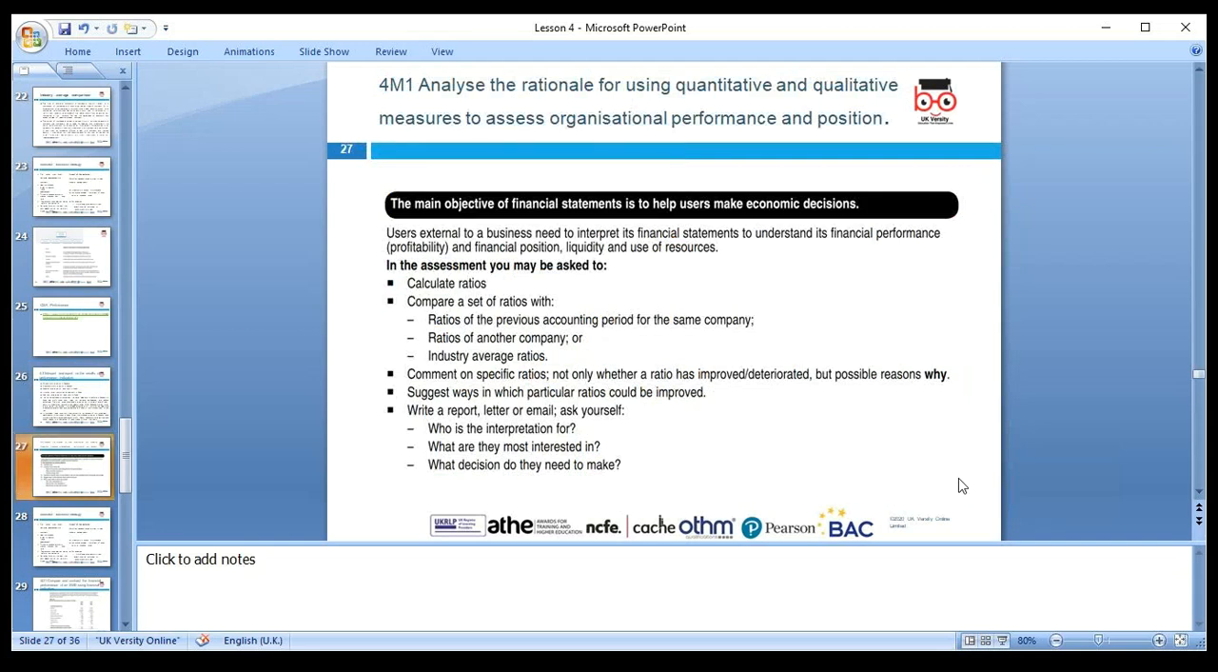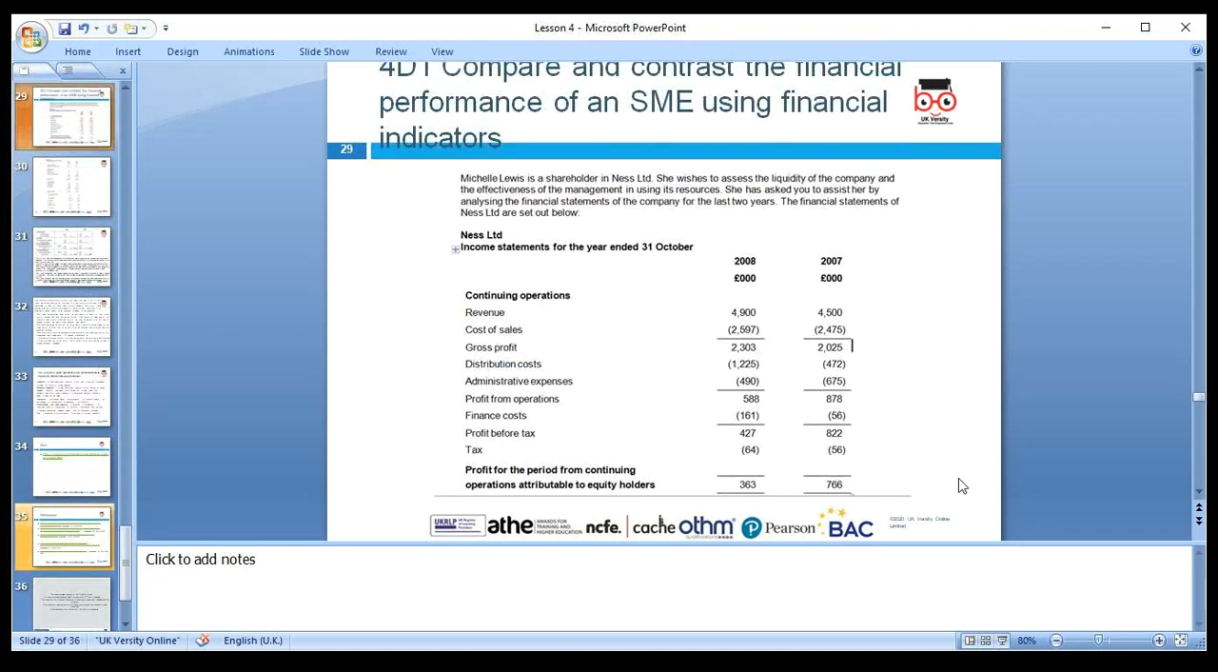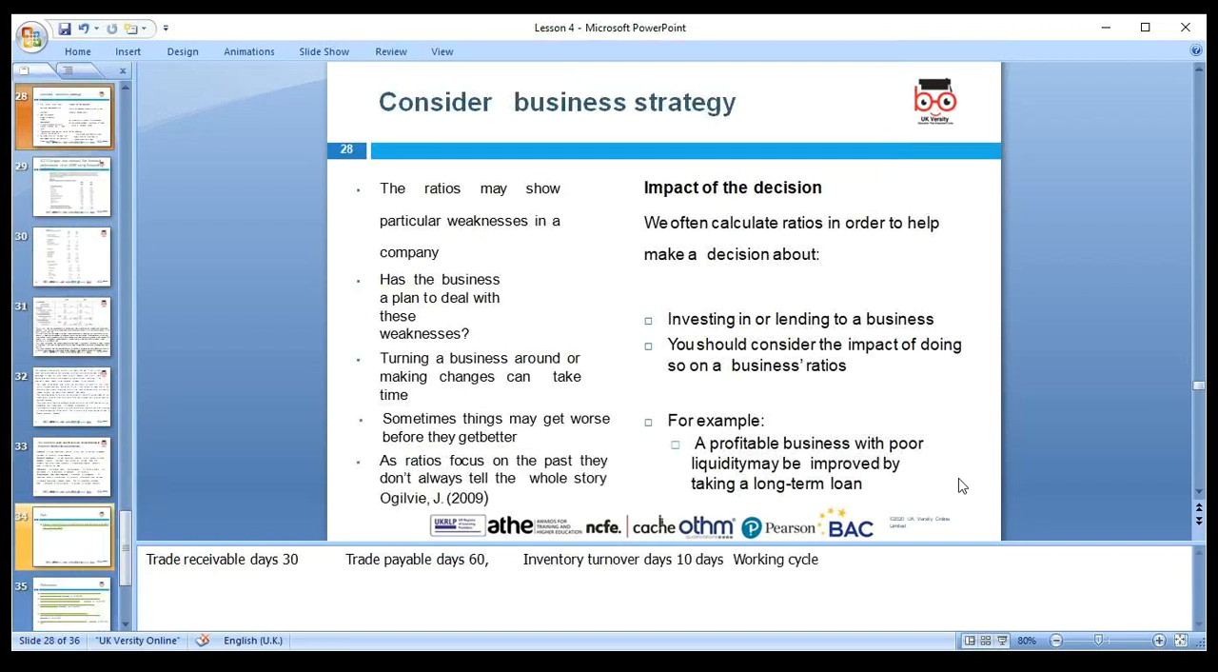Okay. Then we have the merit criteria. We need to do analysis, with qualitative and quantitative measures. The main objective of financial statements is to help you make decisions. In this assessment, we can calculate and comment on the ratios, and we can suggest an interpretation for whoever the user is. We can also consider the strategies and make them accordingly.